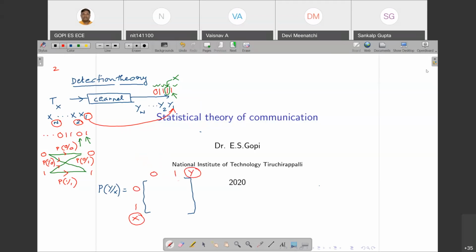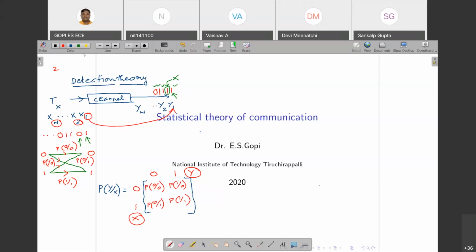So x here and y here, and the elements are the probability of 0 given 0 in this, and this is the probability of getting 1 when 0 is transmitted, this is the probability of 0 when 1 is transmitted, and finally the probability of 1 when 1 is transmitted. As you already know, when you add row-wise, you should get 1, right? That is very important. So this is the channel characteristic, right?